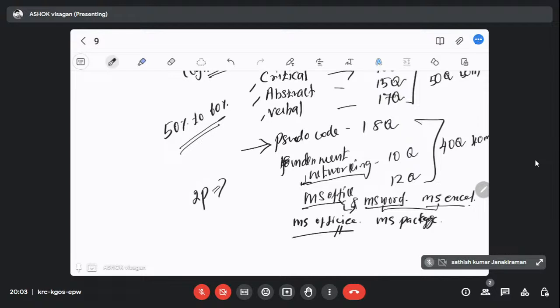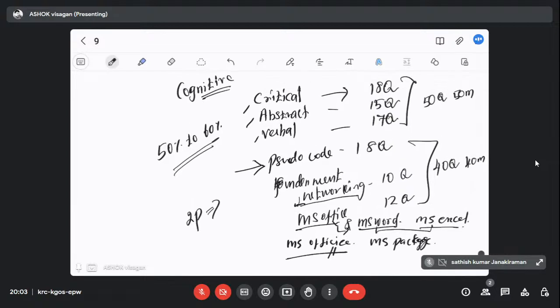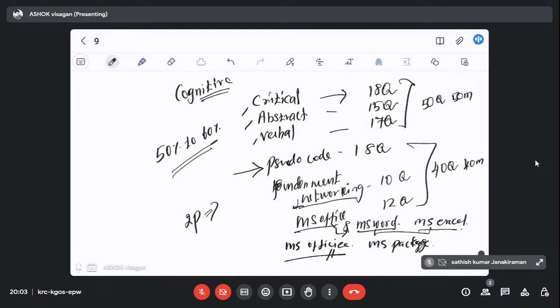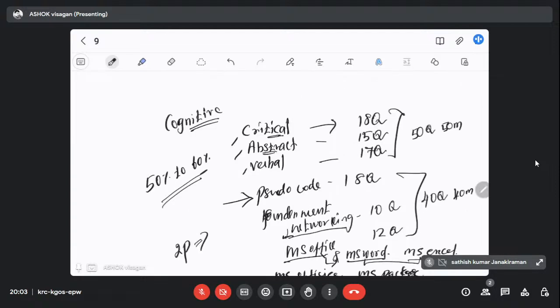Just go through all the topics, the abstract reasoning and critical reasoning topics I have shared with you. Take a list of the topics, search the previous year questions of Accenture, and try to solve more problems.